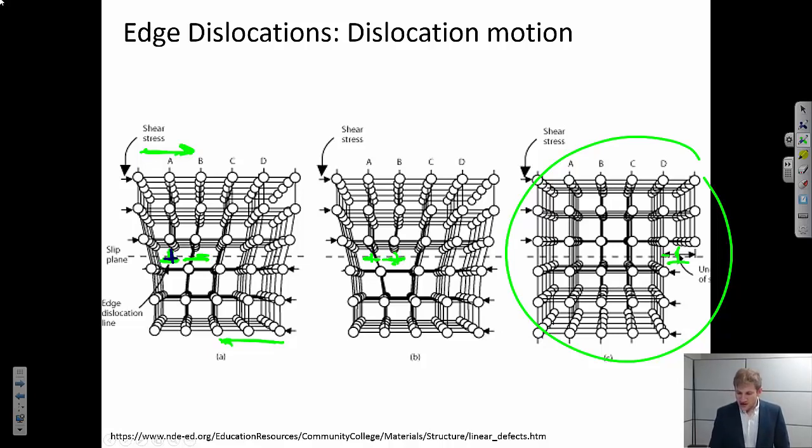Also, the direction of motion of the dislocation is parallel to the Burgers vector. So remember, the Burgers vector, for this case, looks something like that. The dislocation is moving in a parallel direction. Finally, the direction of motion is perpendicular to the dislocation itself. So the dislocation, again, is coming in and out of the plane, but it's moving to the right.